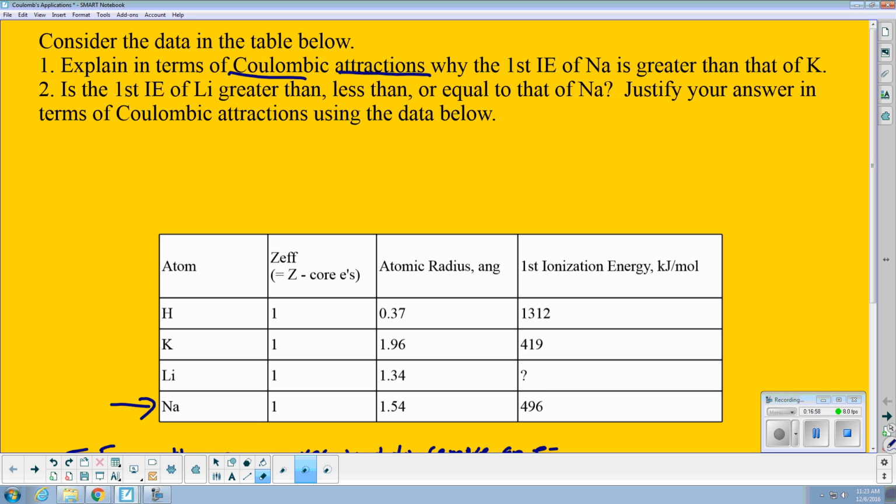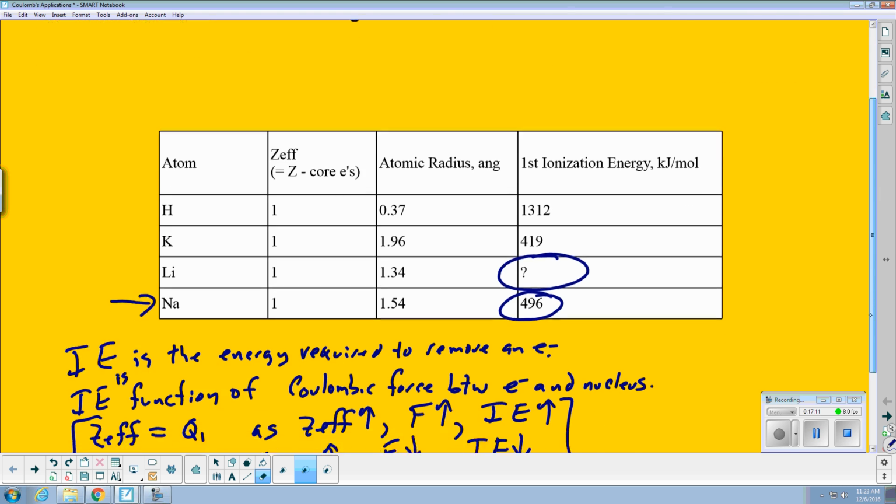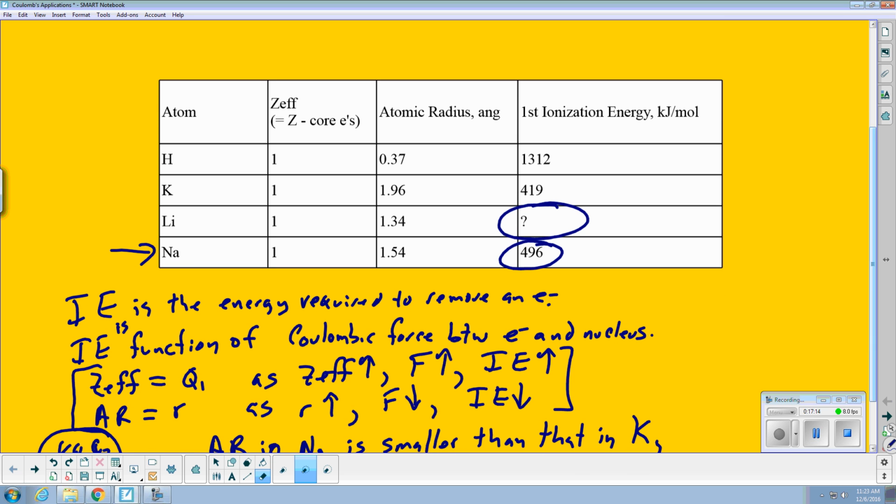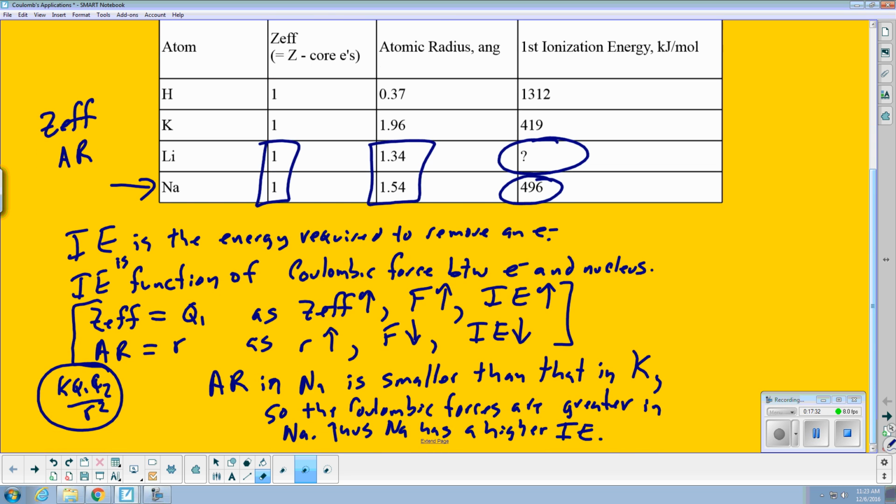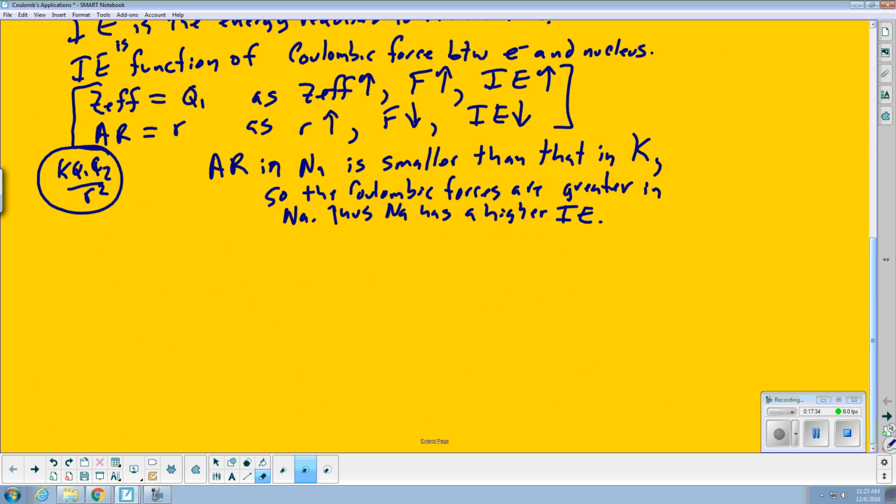Great. Now, I want to figure out right here. Lithium, is it greater than, less than, or equal to that of sodium? All right, great. So what am I going to do? Once again, I'm going to look for my Z effective, and I'm going to look for atomic radius, because this is an intra-atomic question, right? My Z effectives are the same, so my only thing to work with are my atomic radii. Good. So here we go. Let's write the answer. I need more space.